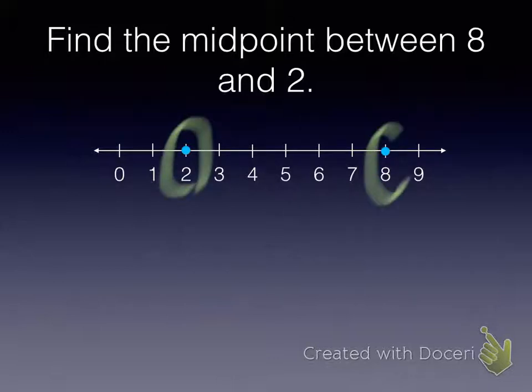Okay? So, if we want to find the midpoint between those two, then you're going to add them together and divide them by 2. Just like I'm finding the average of your grades. So you're going to add them together.